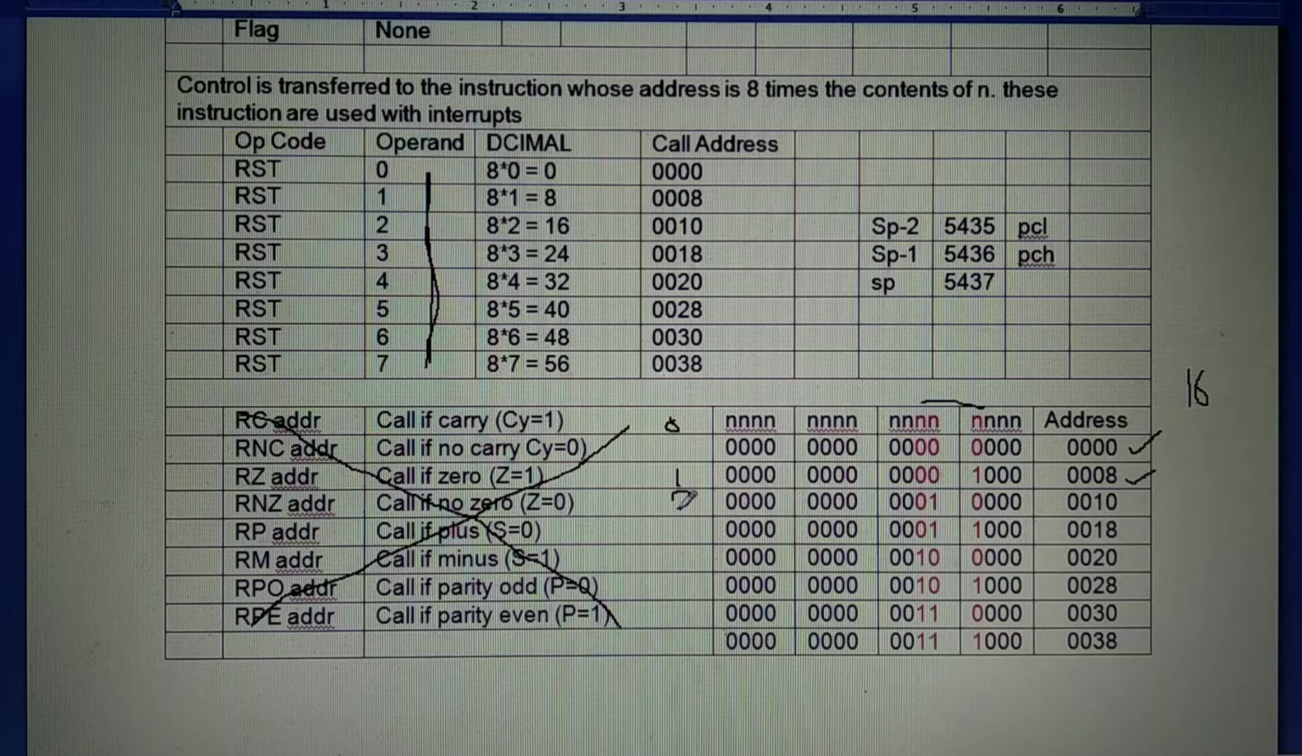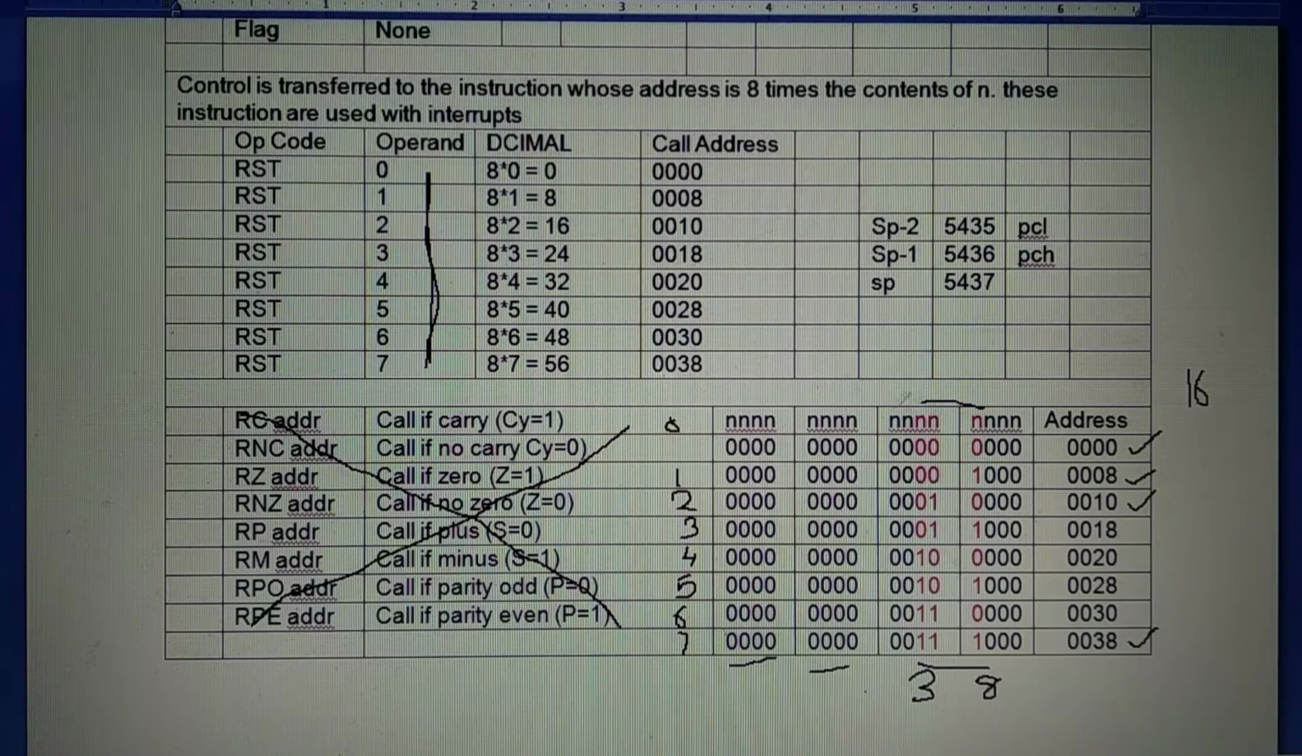For 2, write it using 3 bits: 010. Convert it in terms of hexadecimal, you will get 10. Similarly, for 3, for 4, for 5, for 6, and for 7, the same formula can be applied. For 7, the equivalent is 111 using 3 bits. You will get the call address as 0038. This is the call address of that particular interrupt signal.